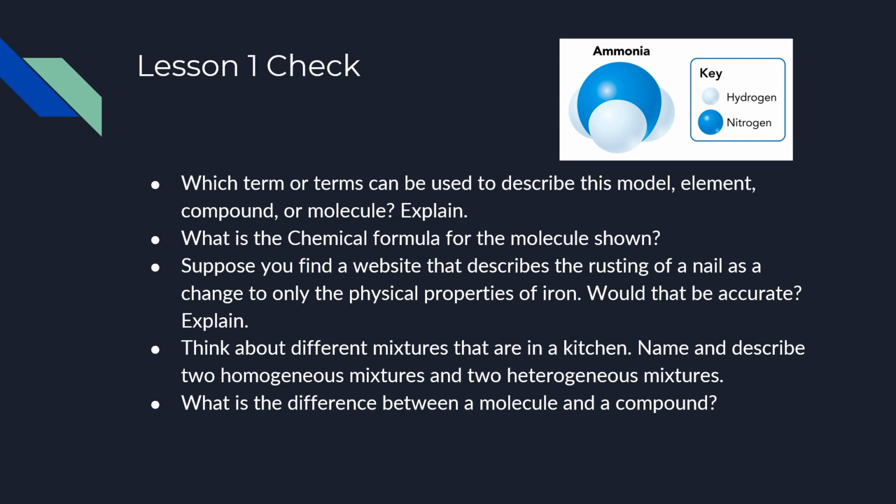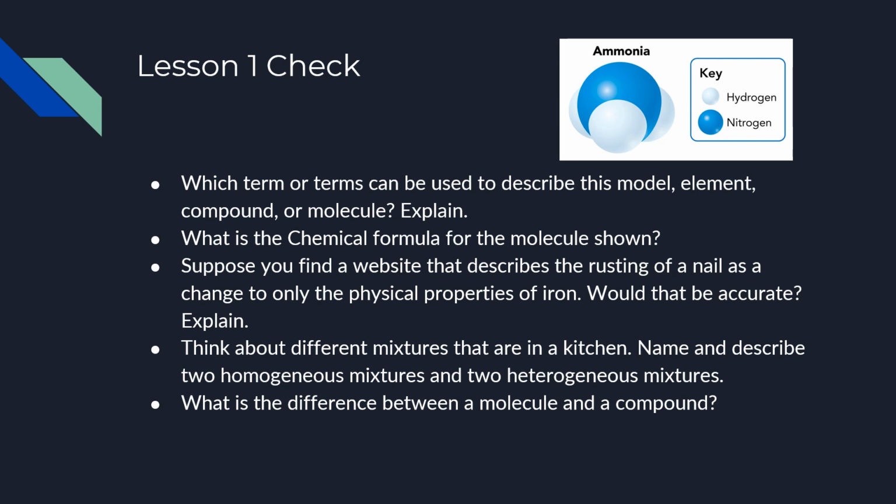So remember that we use the subscript below for each element that's in it when we are writing the chemical formula. All right, suppose you find a website that describes the rusting of a nail as a change to only the physical properties of iron. Would that be accurate? Explain. No. Rust forms when a chemical change takes place between iron and oxygen, so it is also a change to chemical properties.